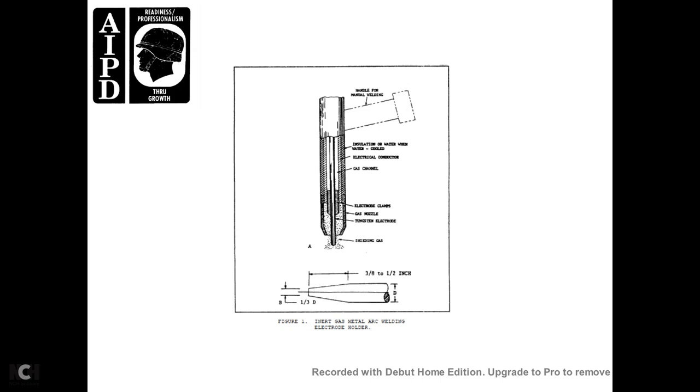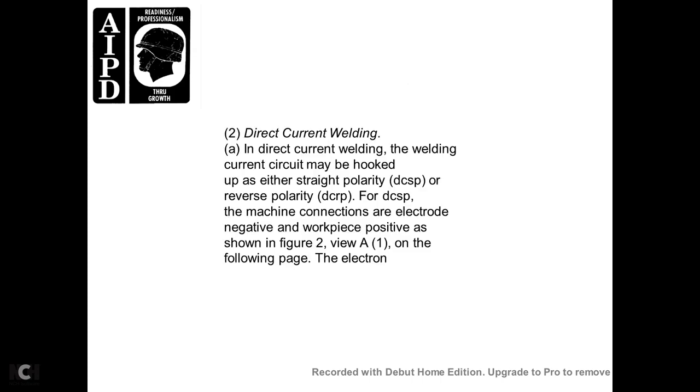Alright, continuing the Welding Operations 2 course. Figure 1: an inert gas metal arc welding electrode holder. Direct current welding. In direct current welding, the welding current may be hooked up to either straight polarity or reverse polarity. The direct current straight polarity machine connects the electrode to the negative and the workpiece to the positive, as shown in figure 2, view A1, on the following page.